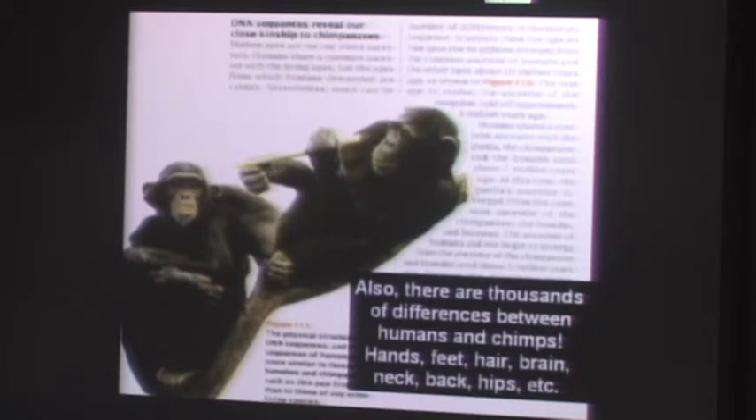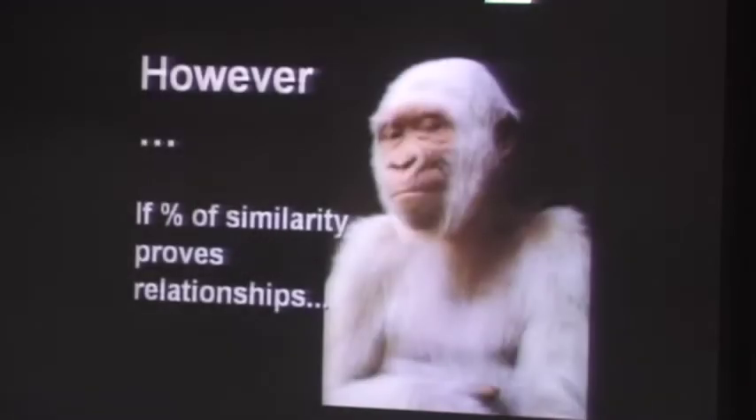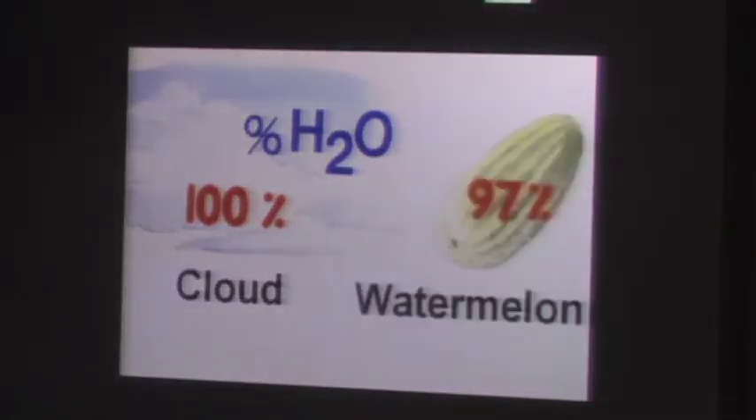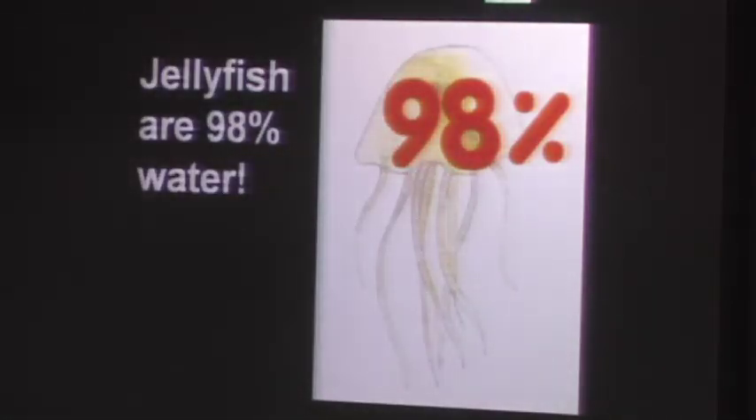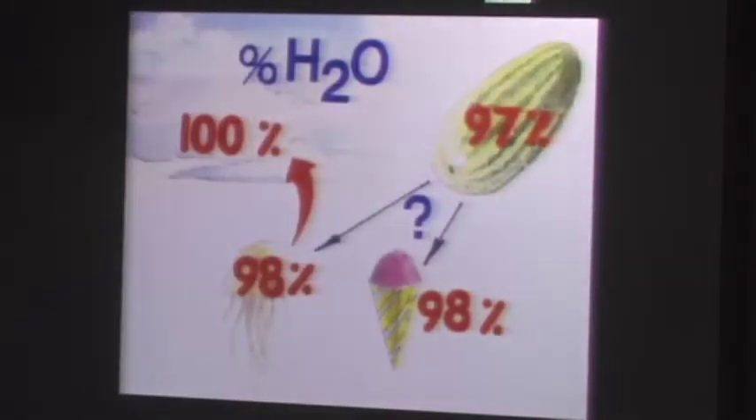But if you think a percentage of similarity proves a relationship, let me show you the research I've been doing. I discovered clouds are 100% water. Watermelons are 97%. It's only a 3% difference. That proves they're related. Jellyfish are 98%. Missing link. And so are snow cones. Yeah, there we go. We got the proof, okay?